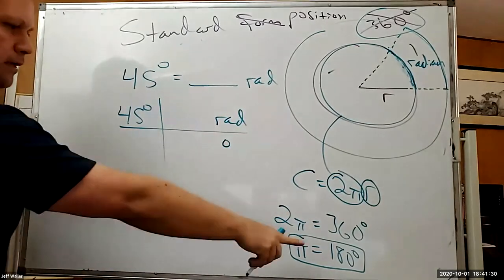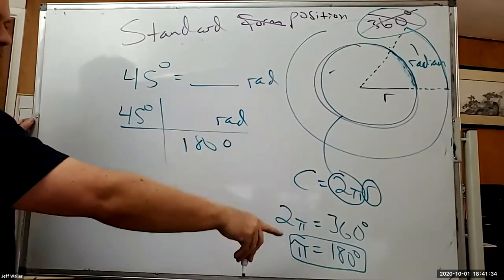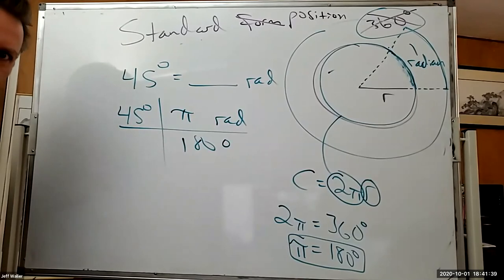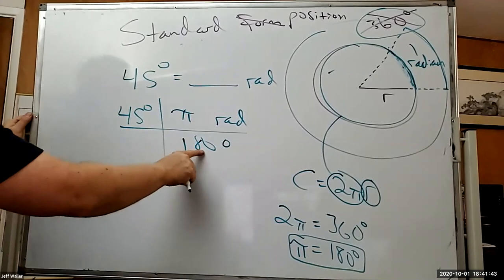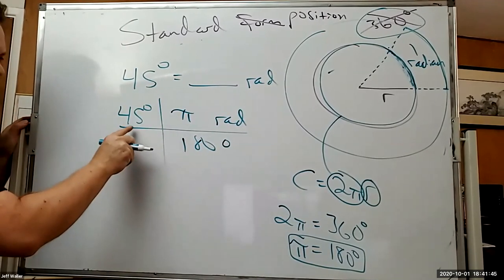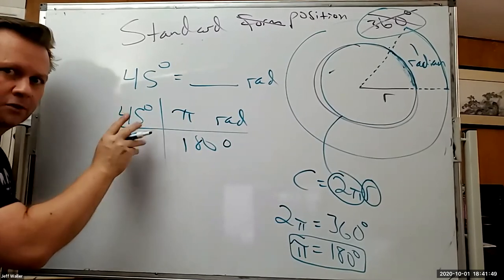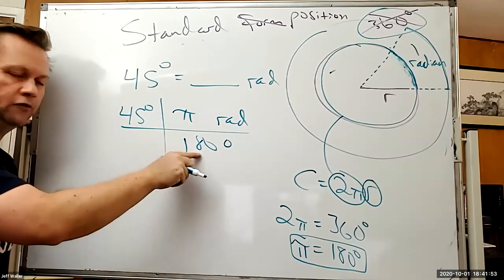So what is my conversion? 180 degrees is the same as pi radians. So 180 goes here, and then you just do this. What is 45 over 180 if I reduce it? Watch, this is kind of beautiful. Two of these is 90 and two of those is 180. So isn't this 1/4?